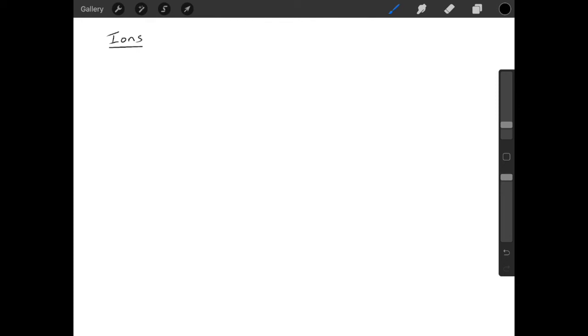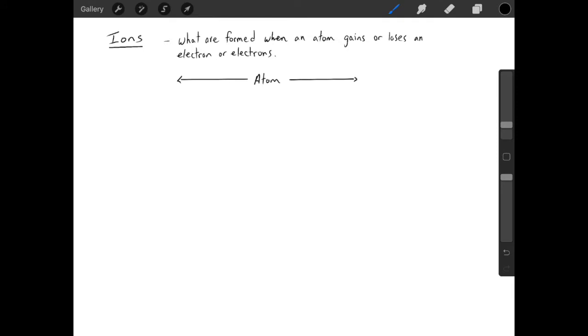Ions are what form when you have an atom and you either add or remove electrons. An atom can either gain an electron or lose an electron, or gain multiple electrons or lose multiple electrons. When an atom gains electrons, it's gaining negatively charged particles, which throws the balance of protons and electrons out of balance. And you have more negative charges than you do positive charges. So an atom that gains electrons will now have a negative charge. And these negatively charged ions are called anions.